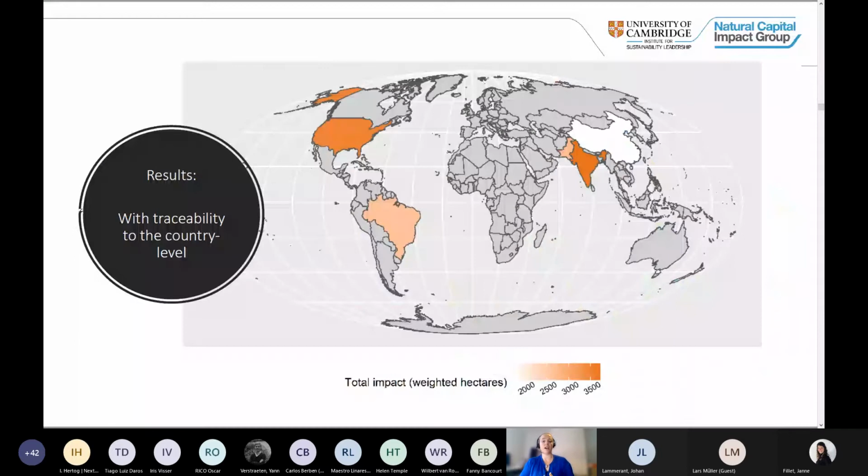And so here is an example of the kind of results that we have when we have traceability to the country level. This map here shows the total impact in weighted hectares. That's the number of hectares the company is influencing, weighted by biodiversity impact. So this map shows that the big green fashion company's cotton sourcing has the greatest impacts in India and the US. Next slide.